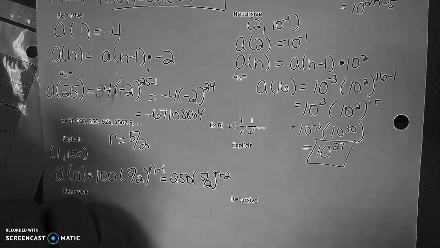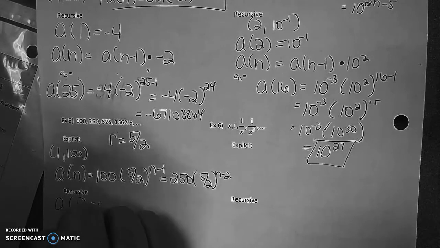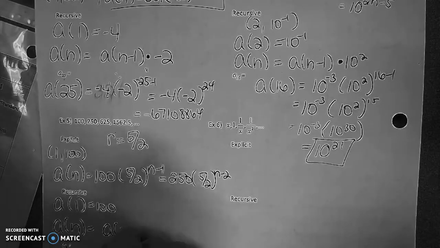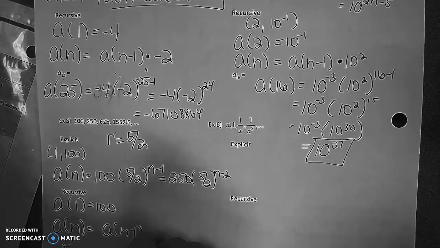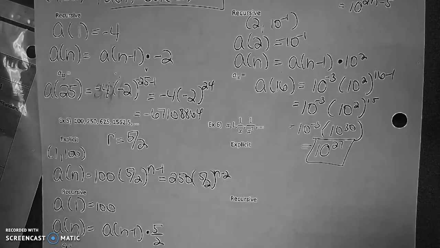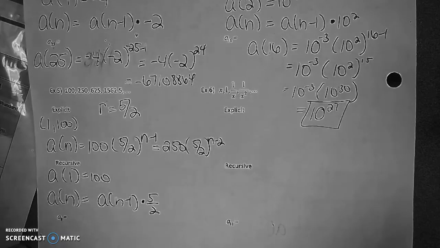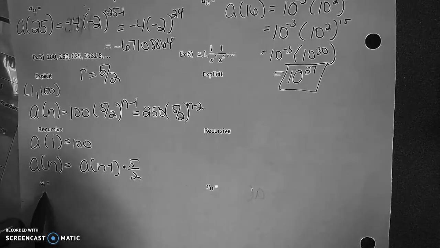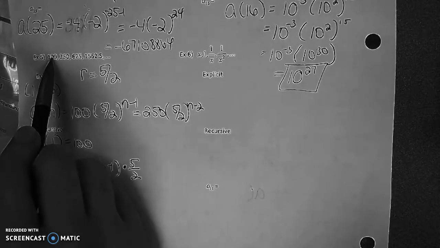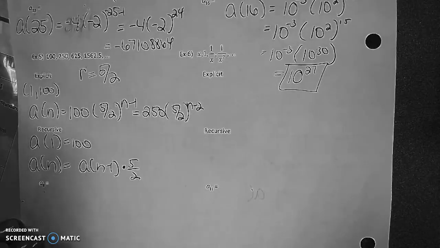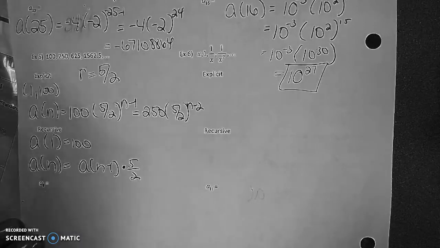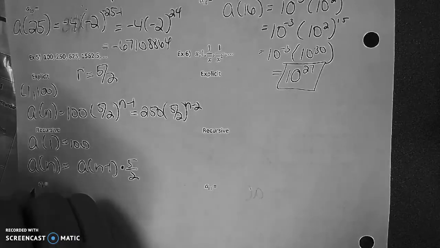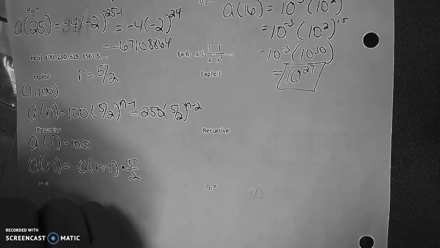As I look at recursive, the first term is 100. And to find a term, I need to take the previous term and multiply it by 5/2. That's how I'll get an a sub n. Here, it wouldn't be terrible to use the recursive formula. I mean, you've got 1, 2, 3, you've got 4 terms already. So you could carry that pattern out until you find the 8th term. I like to use the explicit, so I'm using good notation here.